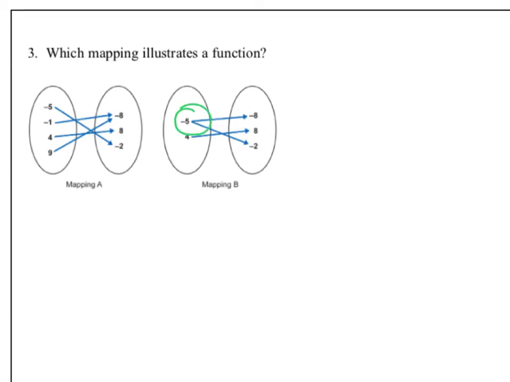Well, this one has an issue right there. 5 is paired with two different y values. On A, each one is paired with exactly one y value. Now again, you can have repeated y's, that's fine, but the x's can only have one arrow coming out of them. So this is mapping A.